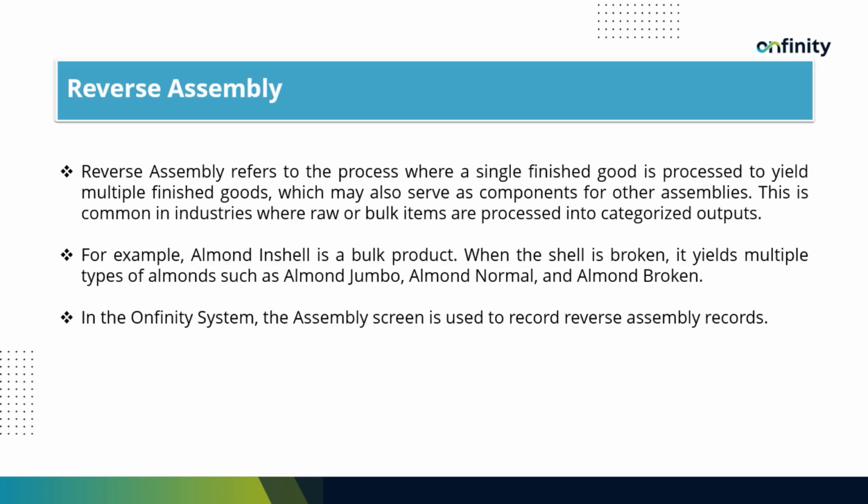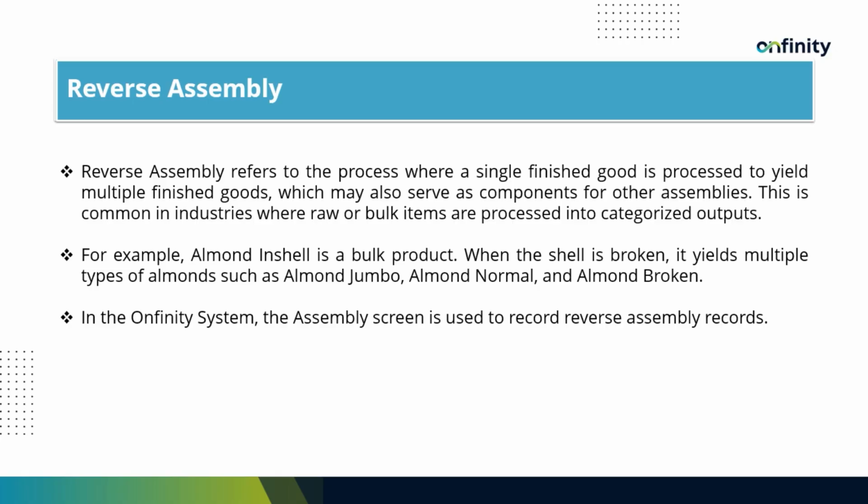Now, let's begin the session by first understanding what reverse assembly means. Reverse assembly refers to the process where a single finished good is processed to yield multiple finished goods, which may also serve as components for other assemblies. This is common in industries where raw or bulk items are processed into categorized outputs.